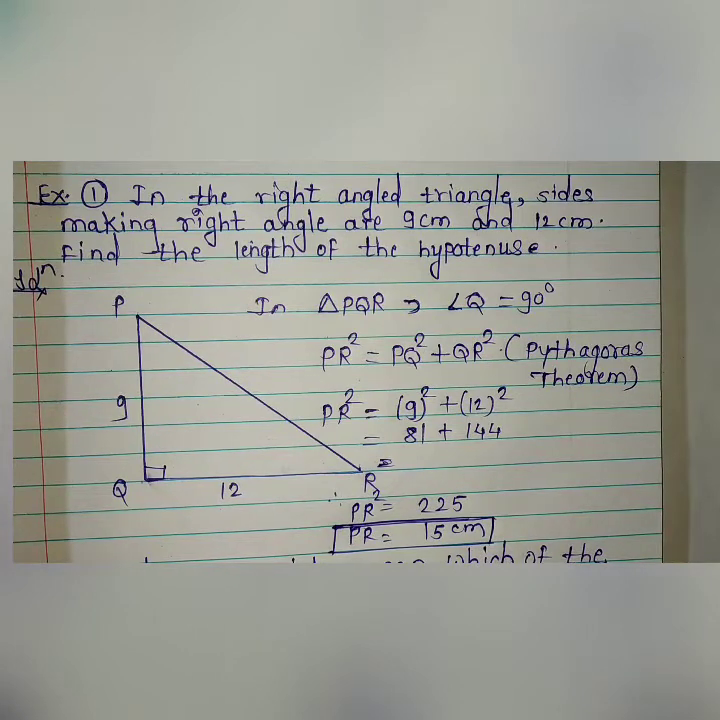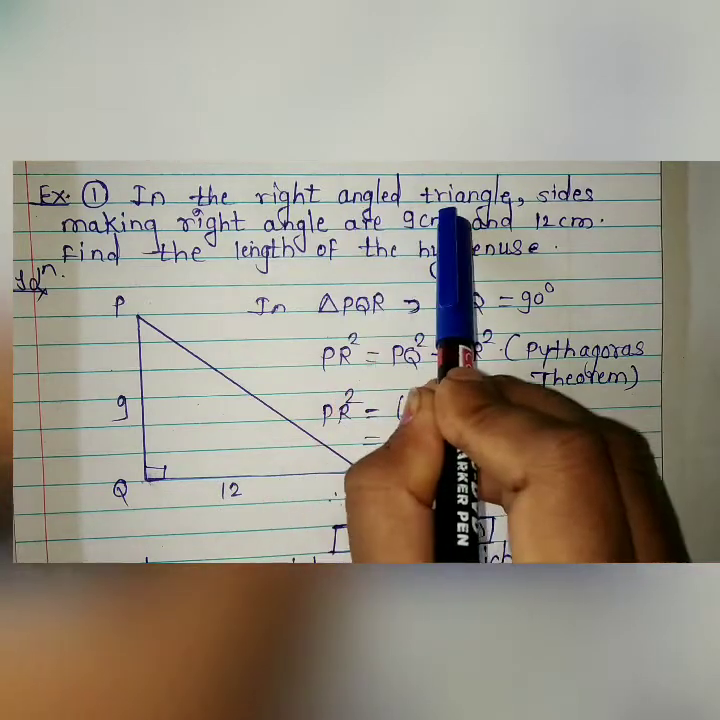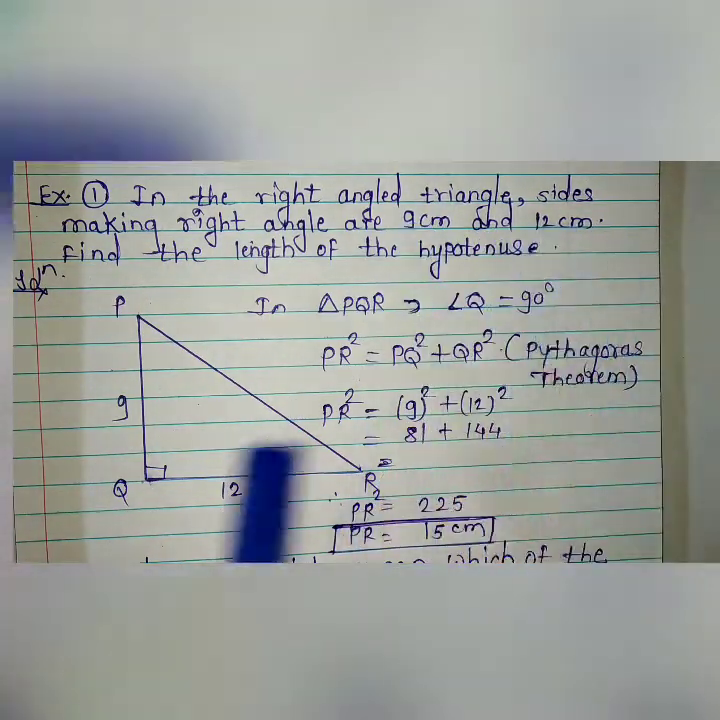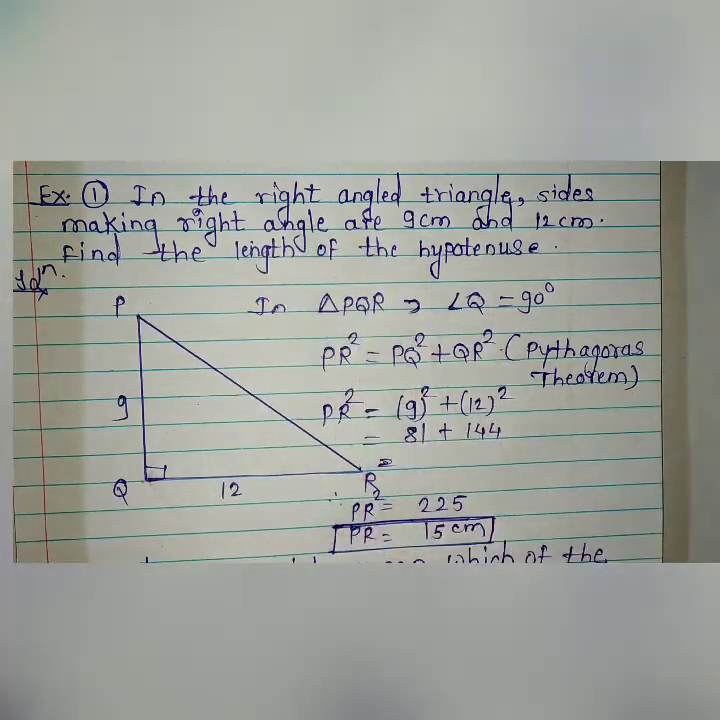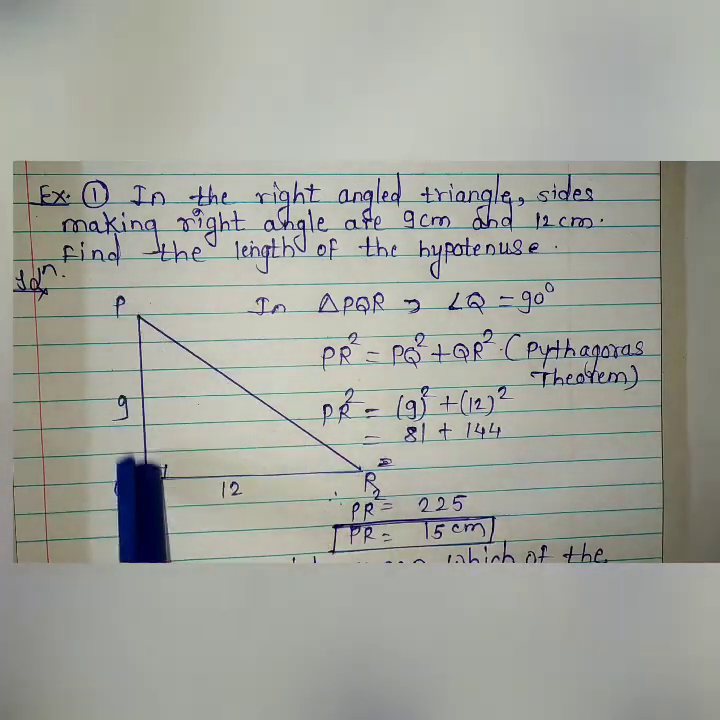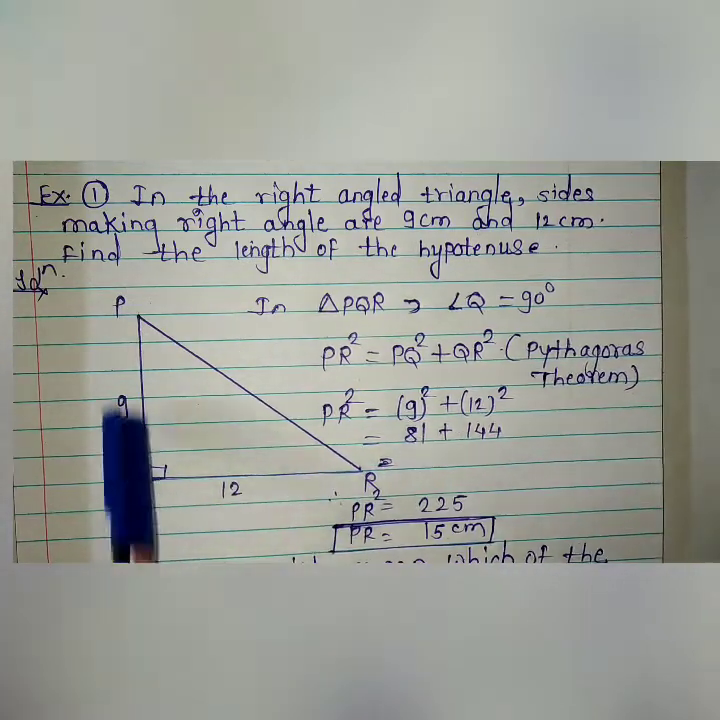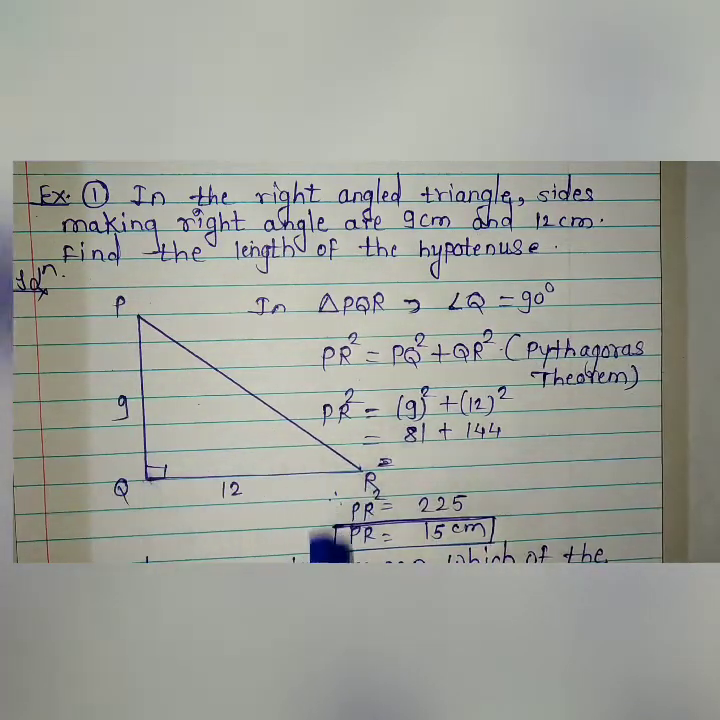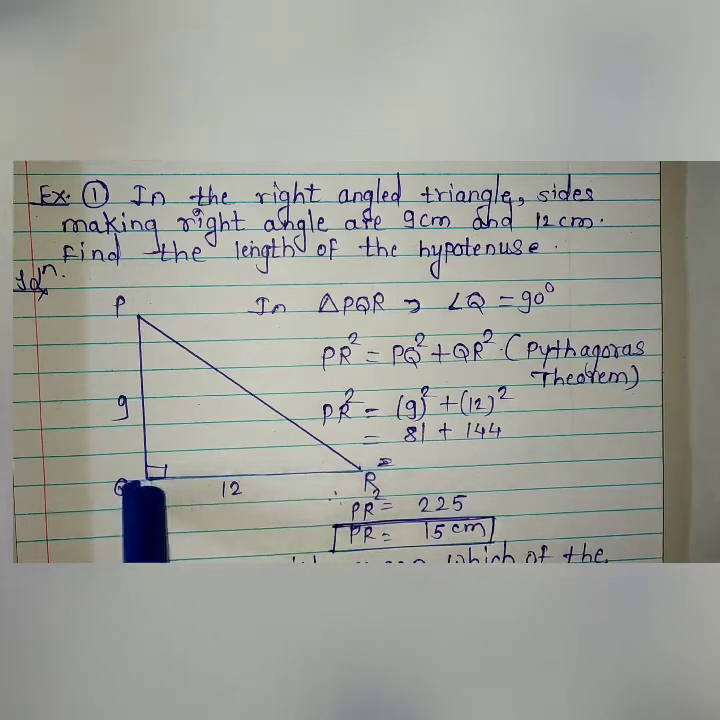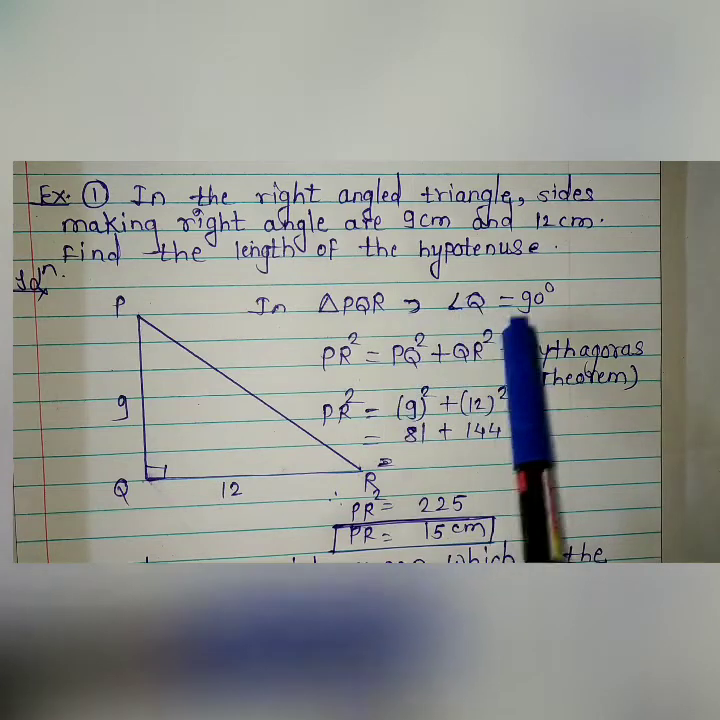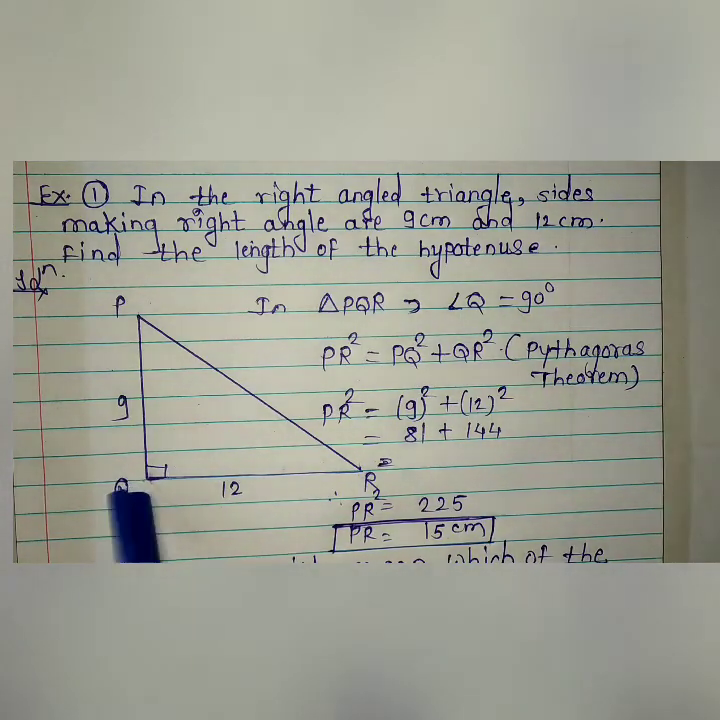Now the examples. Example number 1. In a right angle triangle, the sides making the right angle are 9 cm and 12 cm. Find the length of the hypotenuse. This is the triangle PQR and this is the right angle triangle. Sides making a right angle means this side and this side form a right angle, and the lengths are 9 centimeter and 12 centimeter. Therefore, solution: in triangle PQR, angle Q is equal to 90 degrees.